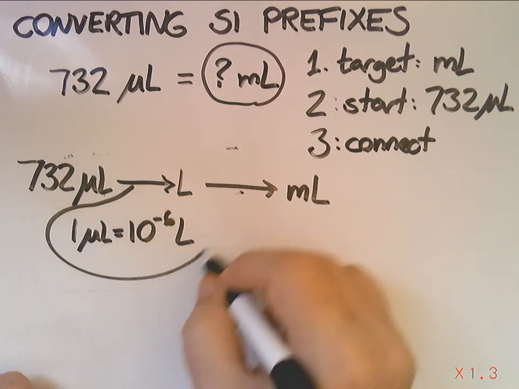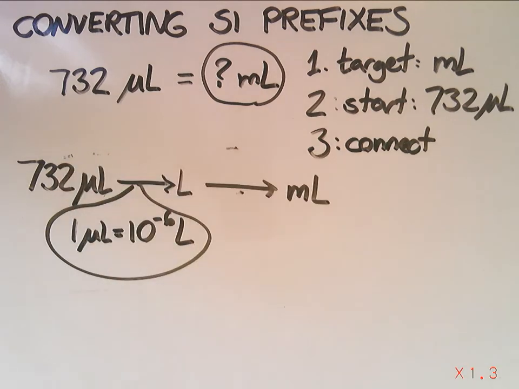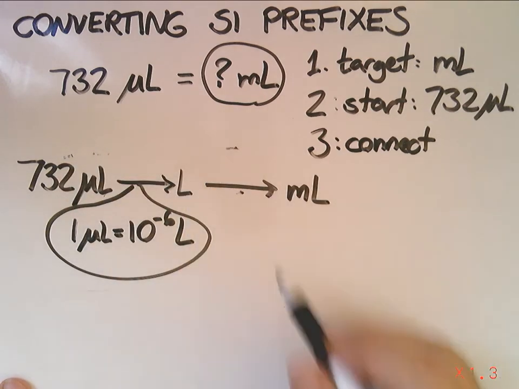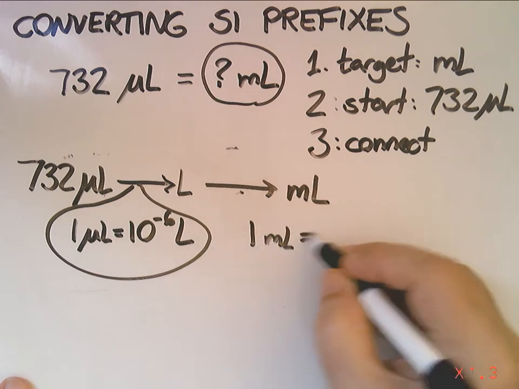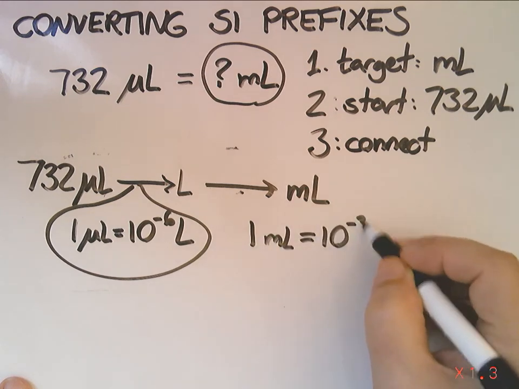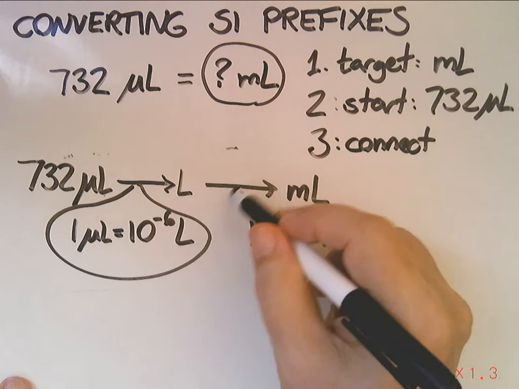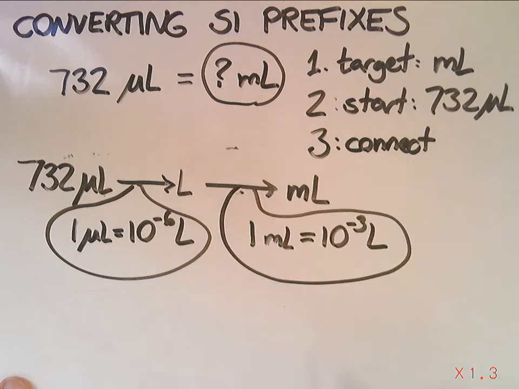And that's a fact that connects microliters and liters in my roadmap. Now I need a connection between liters and milliliters. And I know that 1 milliliter is 10 to the minus 3 liters. So that's a fact that connects those and those. Now I have a roadmap for the problem. The problem's all hooked together.